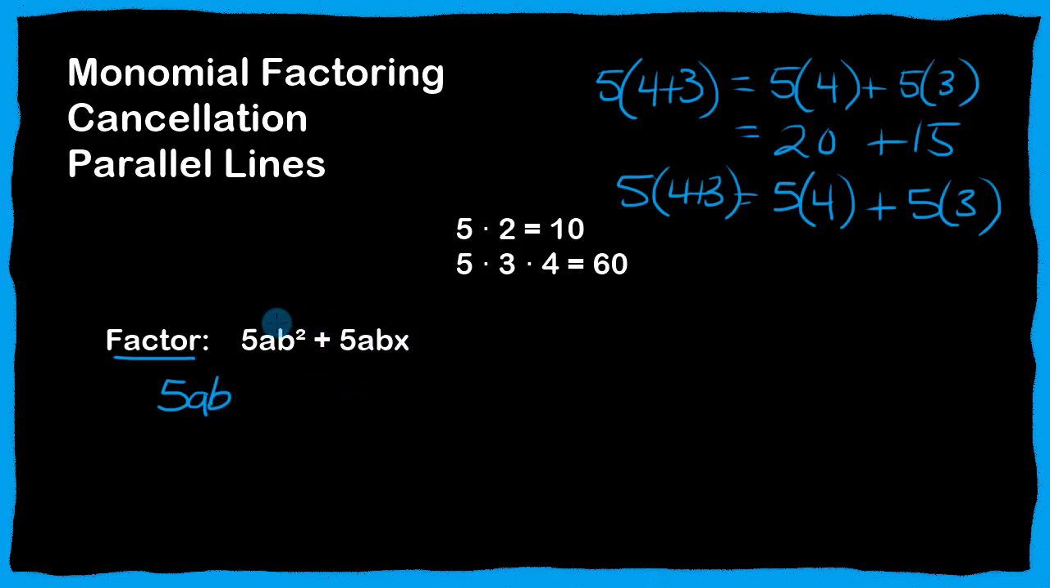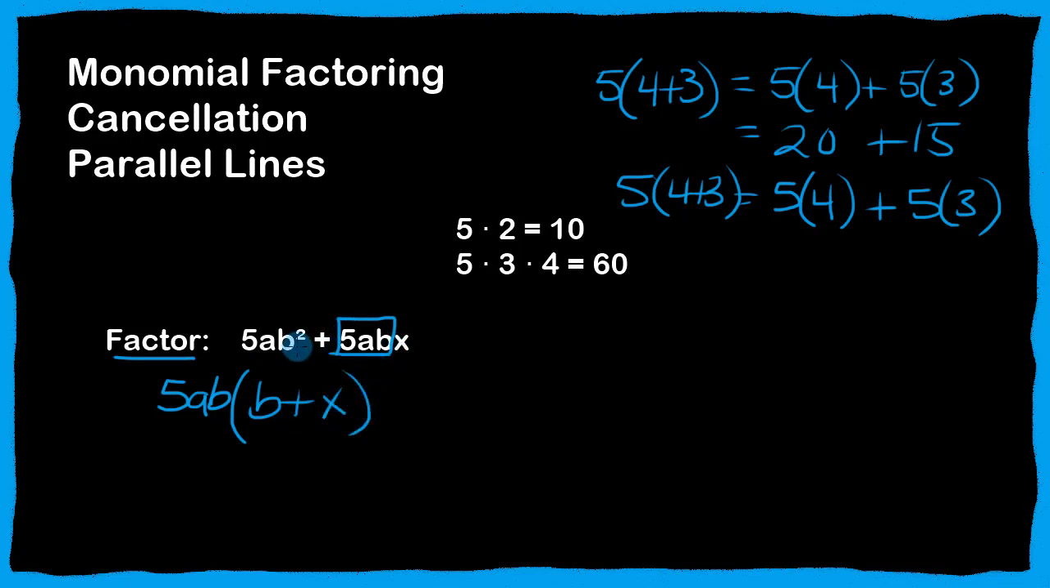Now there's no x in this first term, so we can't put an x in our greatest common factor. And in fact, this is our greatest common factor, 5 times a times b. Now we take 5 times a times b out of each term, and we write the result inside the parentheses. So if we take all those away from here, we'd only be left with a b. If we take it all away from here, it's written out exactly. We're just left with an x.